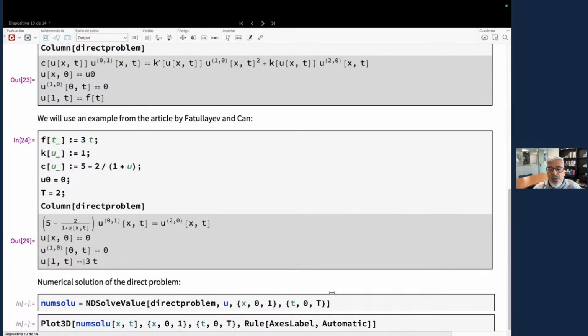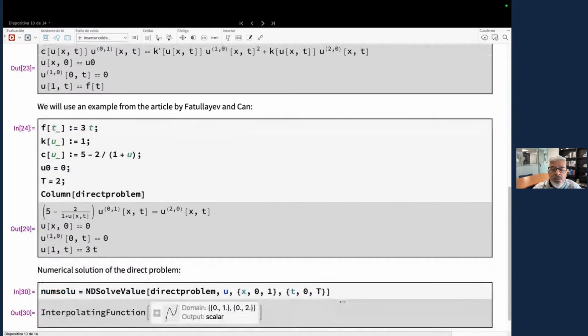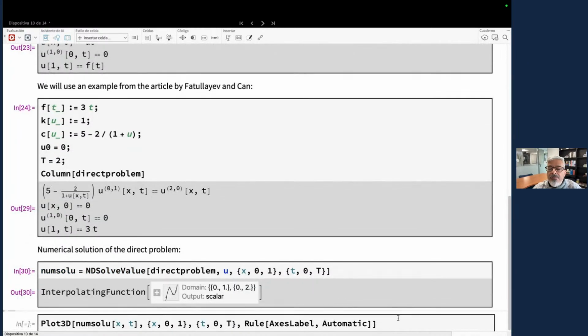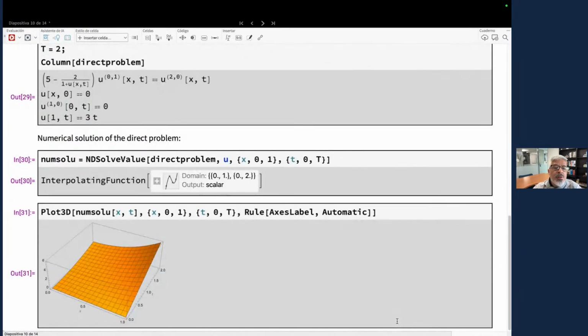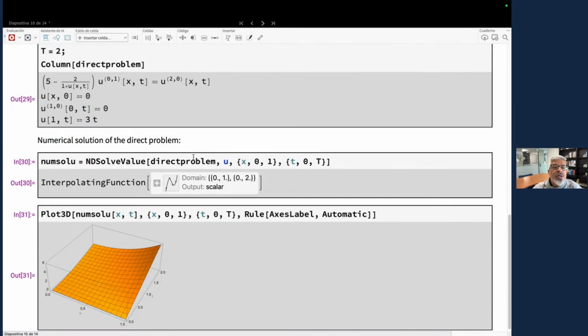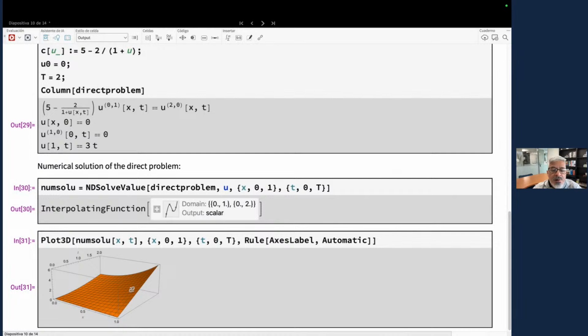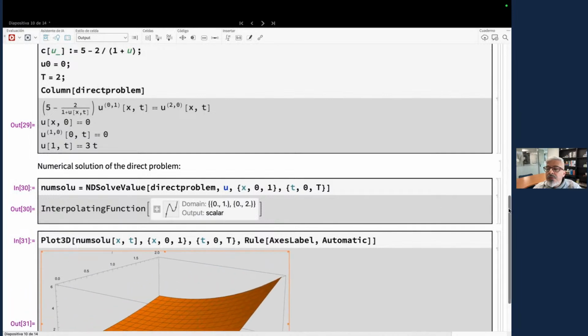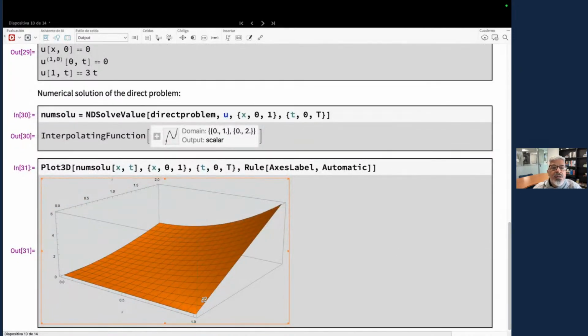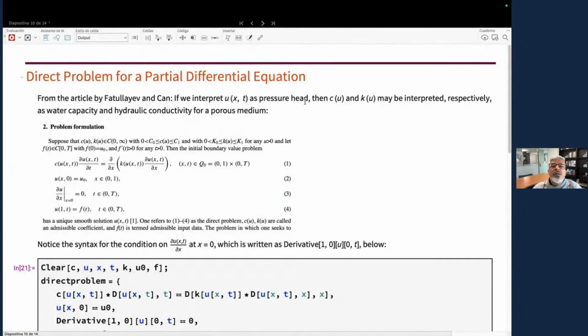Of course, we can directly use NDSolve to get the solution. There we go. And we can graph. That's the direct simple problem. You can see, for example, that the condition U of 1t equal to 3t clearly reflects here in this graph. Let me make it a little bit larger. There we go. Here in this graph, we can see the 3t. That's the direct problem, right?